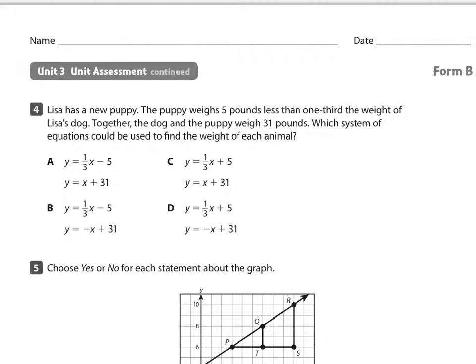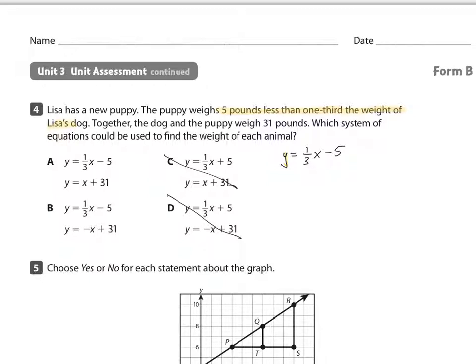All right, so for this problem, it's telling you that the puppy weighs 5 pounds less than 1/3 the weight of Lisa's dog. Okay, so that's going to be y is equal to 1/3 x minus 5. Now, that automatically cancels C and D.